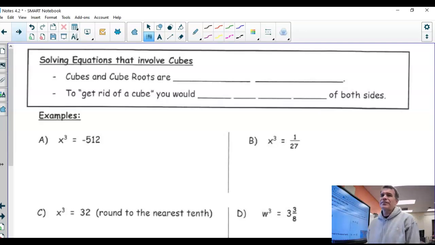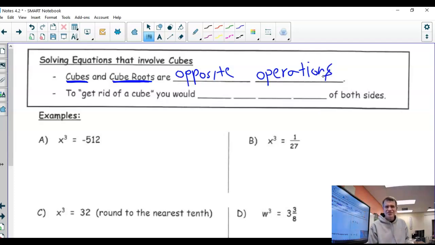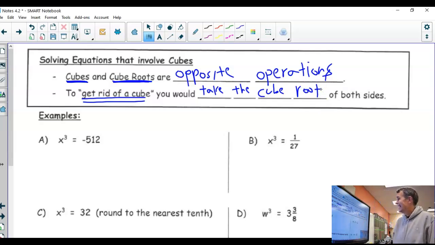The main thing we want to be able to do is solve equations that have cube roots in them. So, as we did with squares, cubes and cube roots are opposite operations. You know, just like adding and subtracting are opposite operations, multiplying and dividing are opposite operations, and cubes and cube roots are opposite operations. To get rid of a cube, when you're solving an equation, you would take the cube root of both sides. It's really as easy as that.